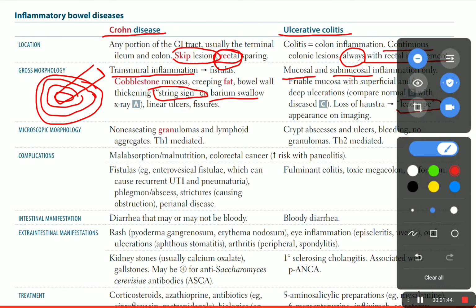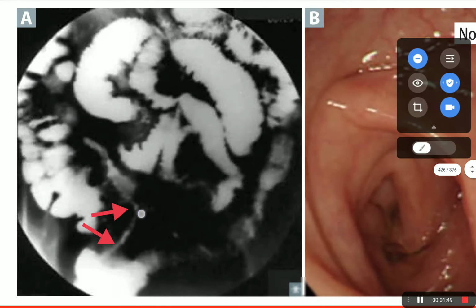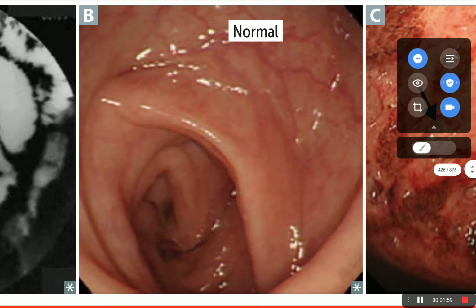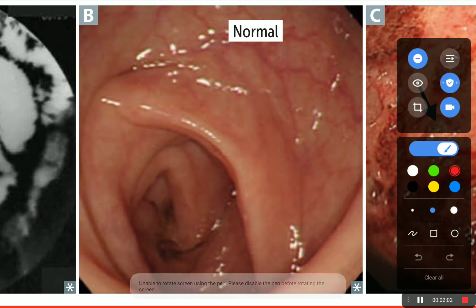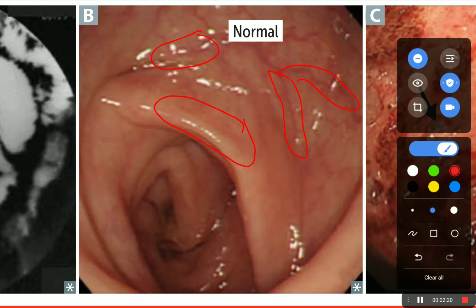We're going to take a look at this picture down there. Here we see the lead pipe sign. You see this line, it is called the string sign. This is the normal picture of the GIT tract. We see the normal blood supply here and here and here. It's easy to see, and there is no hyperemia or redness or swelling or necrosis happening there.